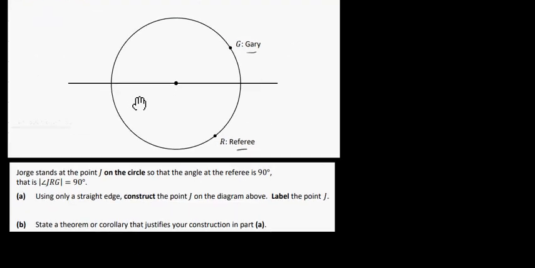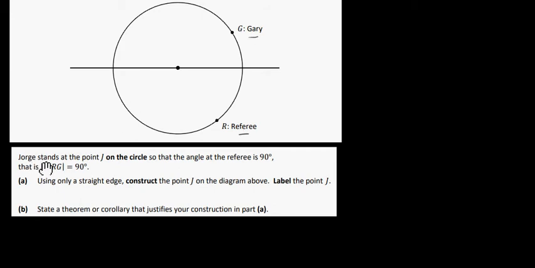Okay. Now, Jorg stands at the point J on the circle. So Jorg here is standing somewhere around here on the circle, so that the angle at the referee is 90 degrees. In other words, the angle J R G is 90 degrees. So in other words, there's an angle here of 90 degrees between Gary, the referee, and Jorg somewhere. So there's a 90 degree angle here.